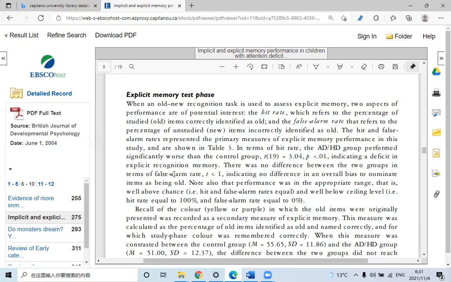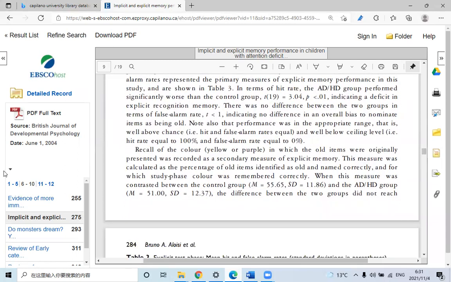It seems that the two groups don't differ in false alarms, indicating no difference on false alarms. Yeah, we can ignore the details and focus on the gist.